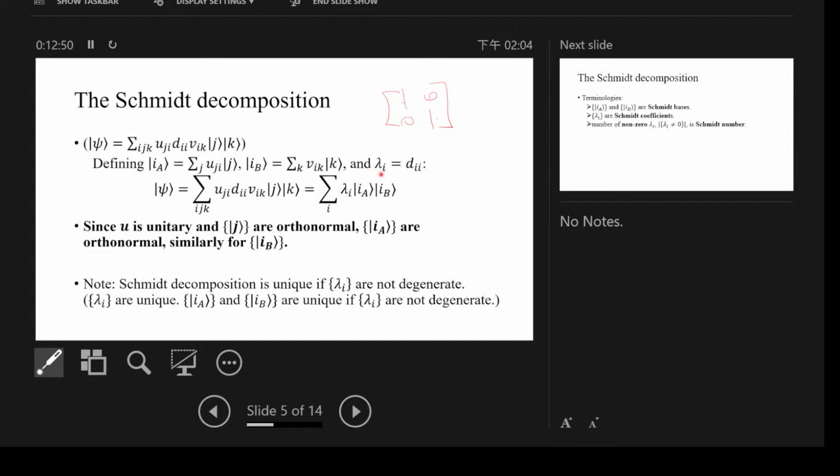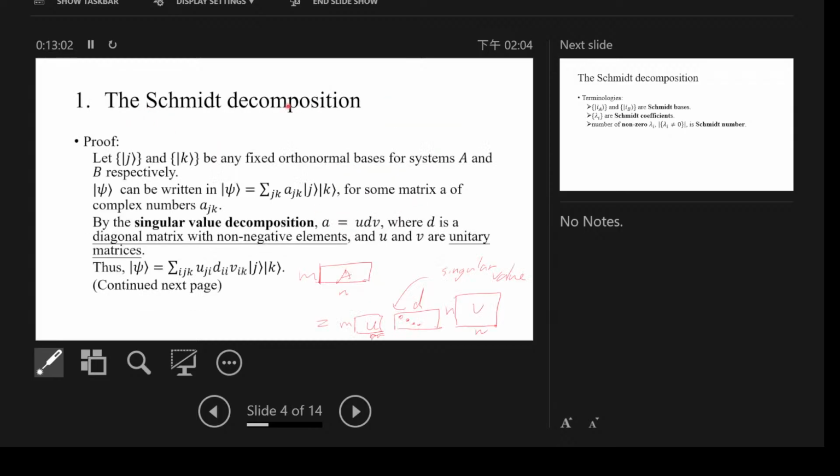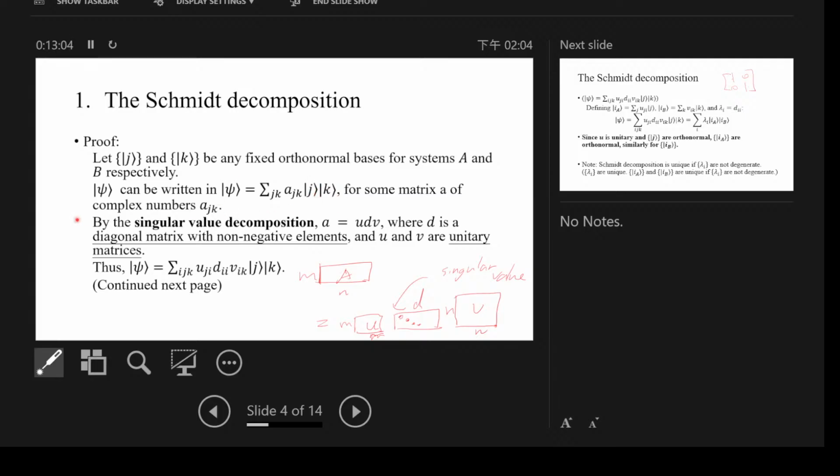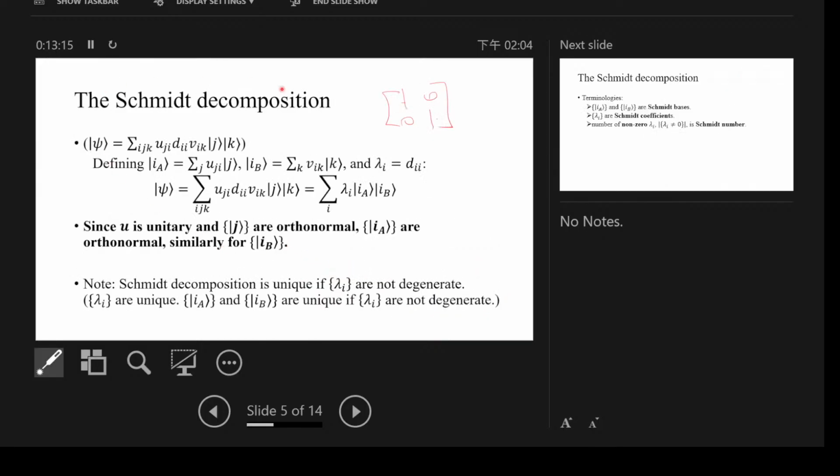And similarly, because V is unitary, IB are also normal. Okay, so this completes our proof. Here we have basically completed the proof of our Schmidt decomposition. We see that any state, you can write in an arbitrary orthonormal basis. Then you can do singular value decomposition on your coefficient matrix and change it into this Schmidt decomposition basis.